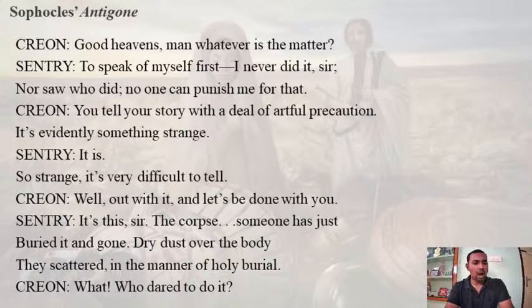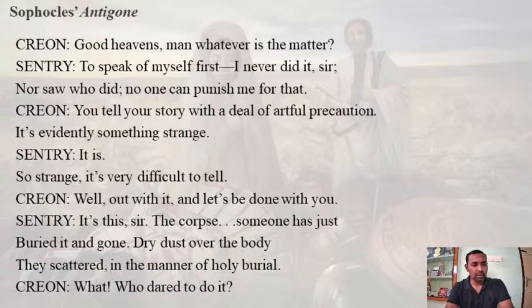Creon. Well, out with it. Give me the news, and let's be done with you. Sentry. It is this, sir. The corpse. Someone has just buried it and gone. So this is the news that the sentry wanted to communicate. The corpse means the dead body. The dead body has been buried. The dead body of Polynices has been buried. Dry dust over the body. And this is how the person has buried Polynices. He has put some dry dust over the body.